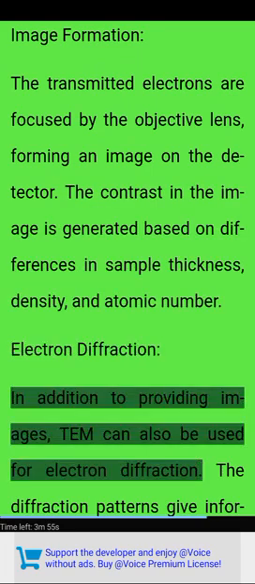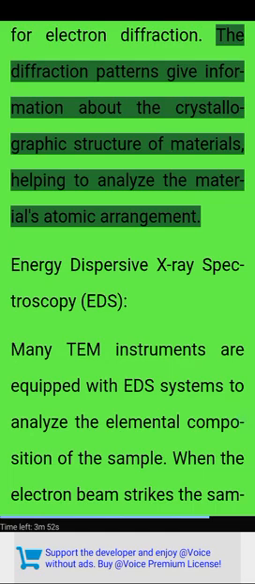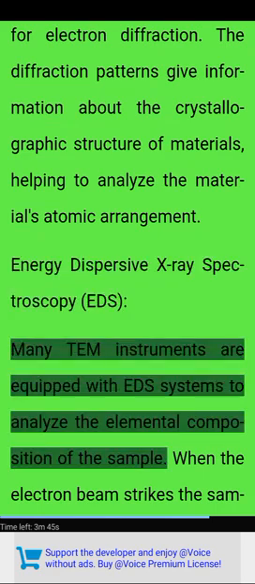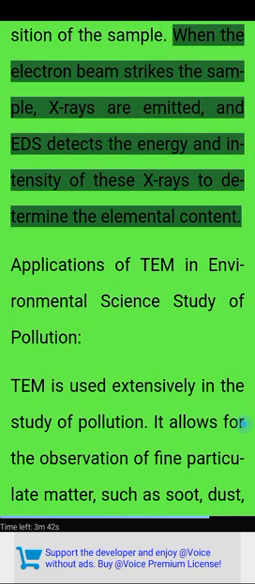Electron diffraction. In addition to providing images, TEM can also be used for electron diffraction. The diffraction patterns give information about the crystallographic structure of materials, helping to analyze the material's atomic arrangement. Energy dispersive X-ray spectroscopy (EDS). Many TEM instruments are equipped with EDS systems to analyze the elemental composition of the sample. When the electron beam strikes the sample, X-rays are emitted, and EDS detects the energy and intensity of these X-rays to determine the elemental content.